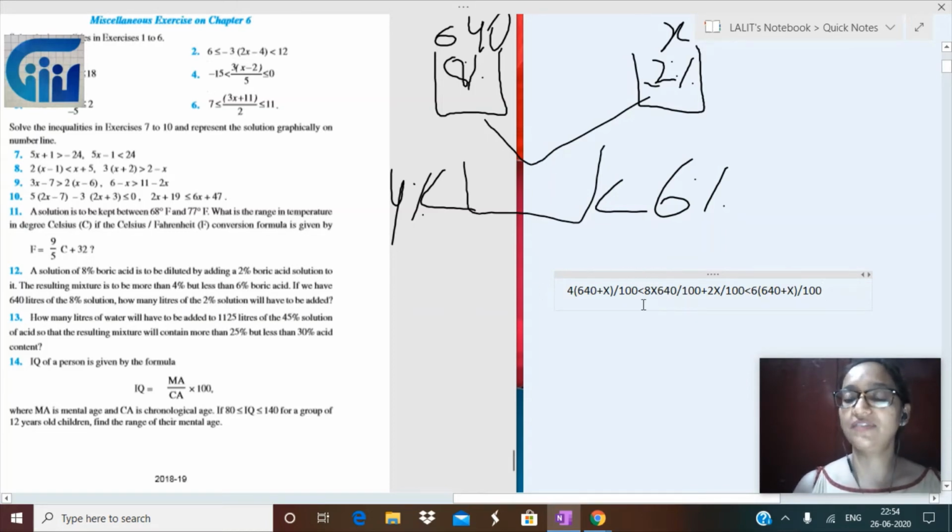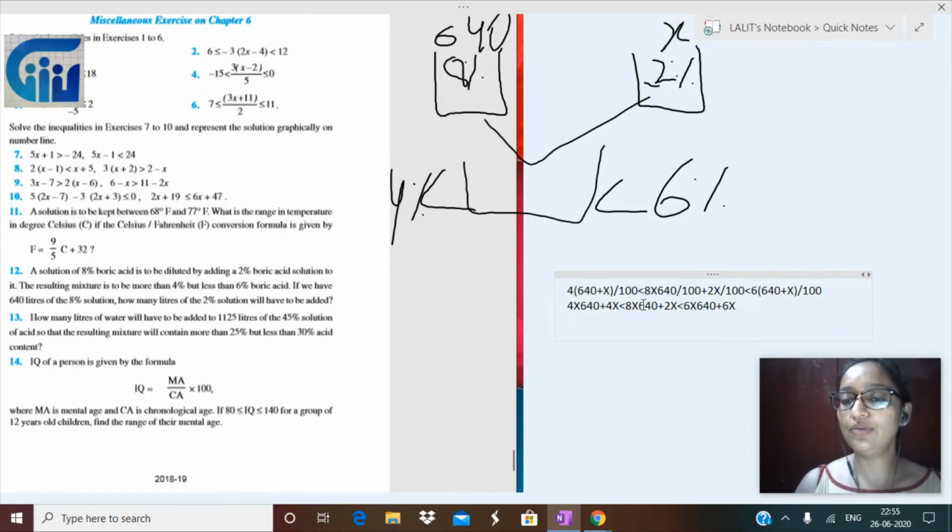So if I solve it further, first thing that we'll do is we will cancel 100 from all the sides, right? So if I cancel 100 from all the sides, what will I have? I'll simply have 4 into 640 plus 4x, right? Then we'll have strictly less than, this will be 8 into 640, plus 2x, right? Then again we'll have 6 into 640, plus 6x, right? So cancelling 100 will help me in doing this particular question easily, right?